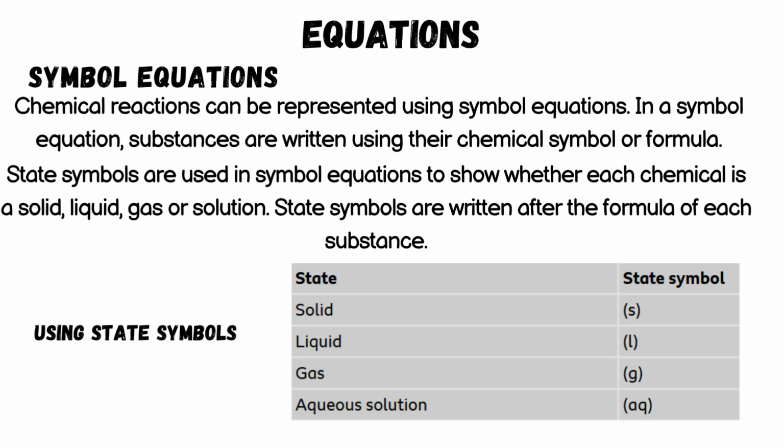Symbol equations. Chemical reactions can be represented using symbol equations. In a symbol equation, substances are written using their chemical symbol or formula. State symbols are used in symbol equations to show whether each chemical is a solid, liquid, gas, or solution. State symbols are written after the formula of each substance. Solid, state symbol (s). Liquid, (l). Gas, (g). Aqueous solution, (aq).